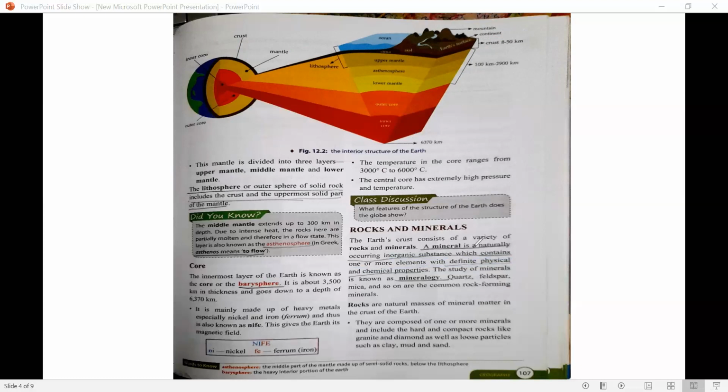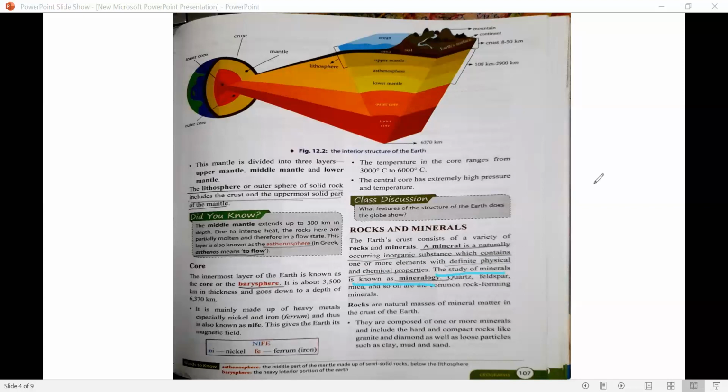Mineral is a naturally occurring inorganic substance. And why inorganic substances, and how does it form? Because most of the elements, with definite physical and chemical properties, combine with each other and form some inorganic material, and then humans tell that this is a mineral. Okay, so the study of minerals is known as mineralogy.